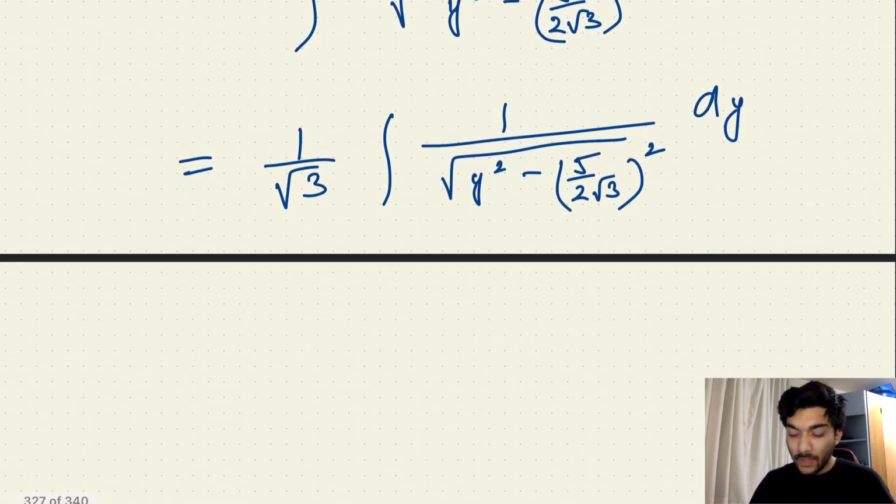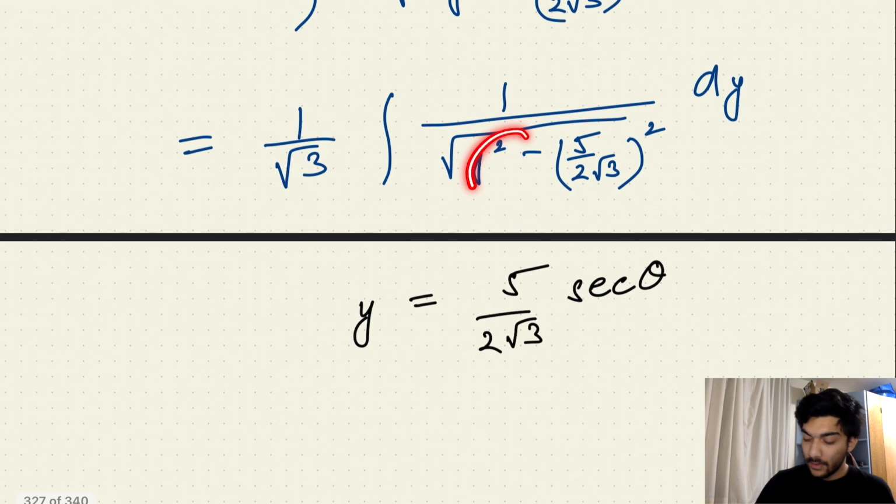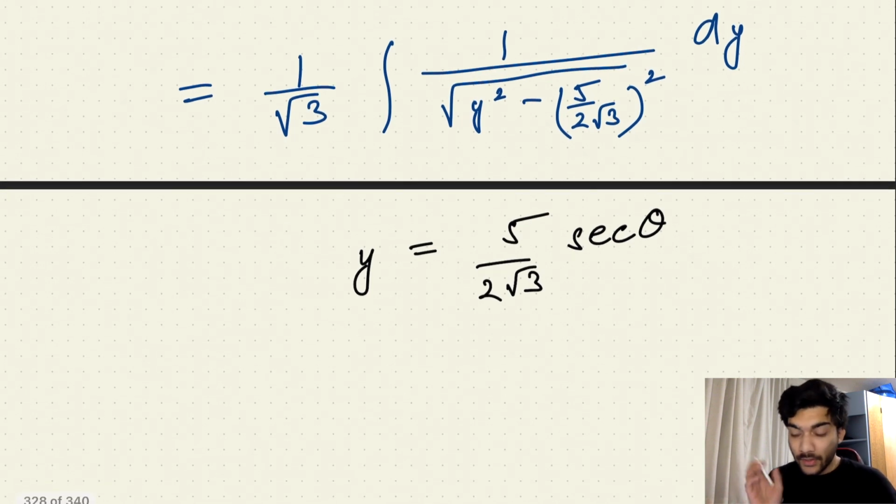And now we know a property about secant square and tan square theta, that secant square theta minus 1 is tan square theta. So if we assume in this case, we'll use the same approach that we used in the previous videos. So in this case, if we assume our y to be 5 by 2 root 3 secant theta, we can easily convert this expression as simply (5 by 2 root 3) whole square times secant square theta minus 1, right? Such that we'll get a square term in the square root, and taking the square root of a square term, we'll get the original term over here, right?